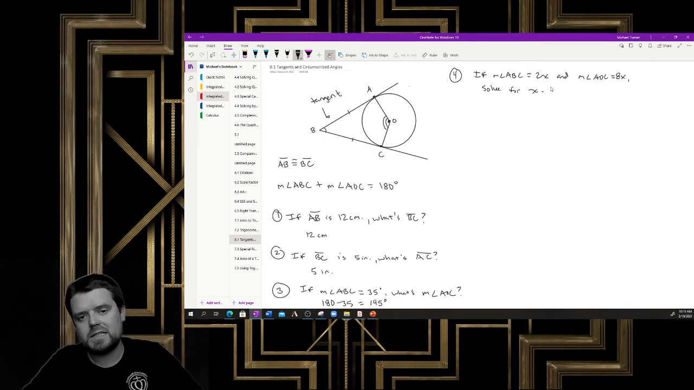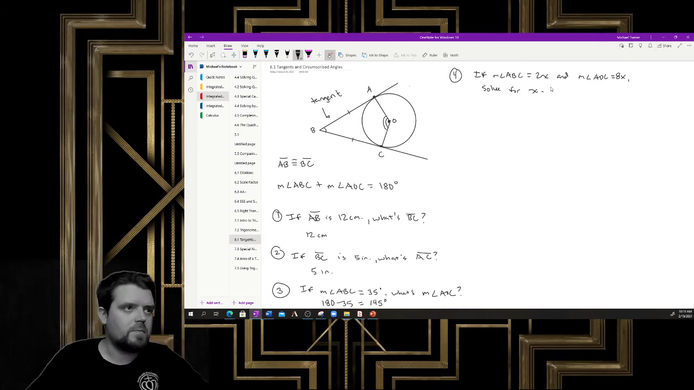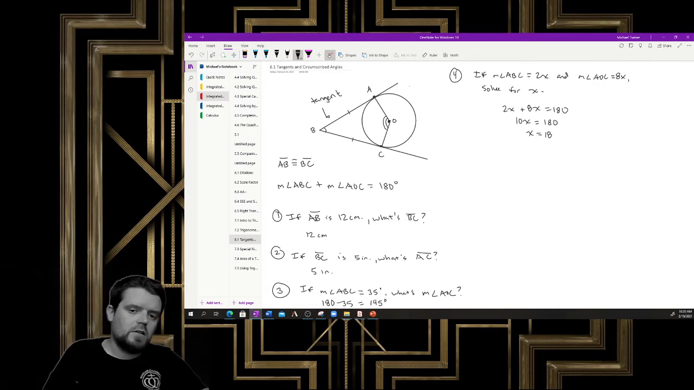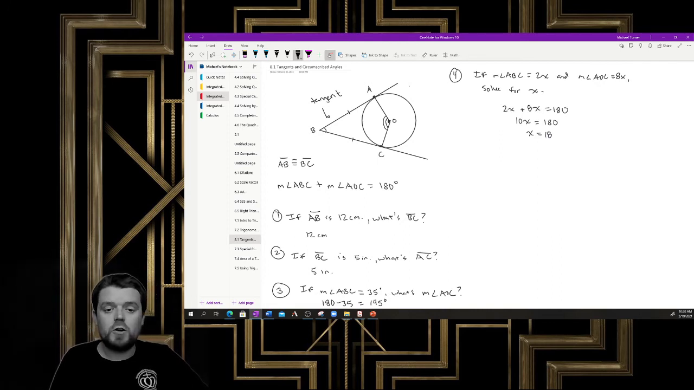So here I'm not even given any values for the angles. However, I know that the sum has to be 180 because the relationship between those angles is supplementary. So to solve for x, I would add the two angles, 2x plus 8x, equals 180. I would combine like terms and then divide by 10. So x equals 18.